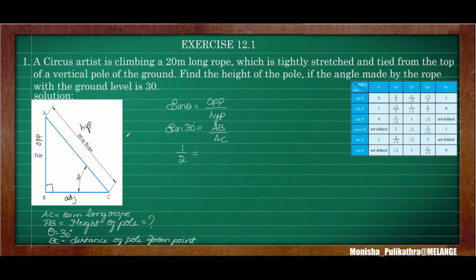So 1 by 2 is equal to AB, whose value is not given. AB we have to find out. So write it as AB, and AC is 20. AC is the 20-meter long rope. So if we cross multiply, it will become 20 by 2 is equal to AB. So 2 tens are 20, so 2 ones are 2. Therefore AB is equal to 10. Therefore the height of the pole is equal to 10 meters. Since in the question they have given a 20-meter long rope, we have to write it as 10 meters. Okay, I hope you understood this.